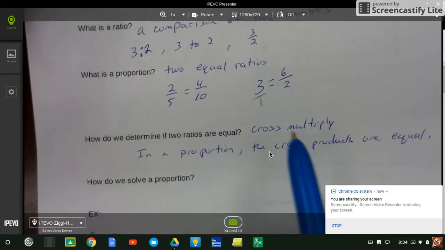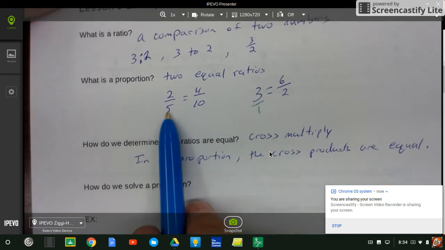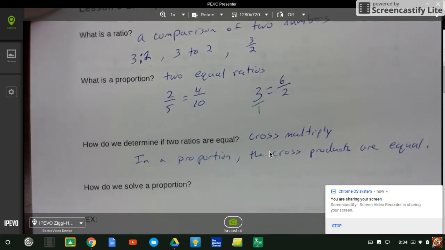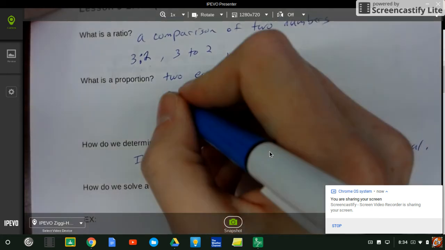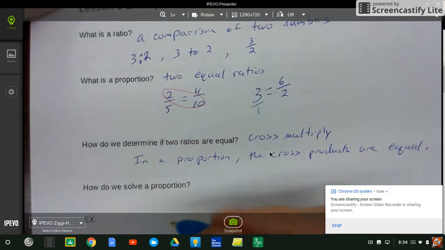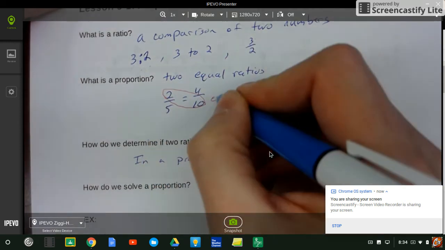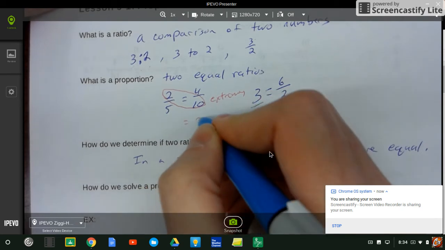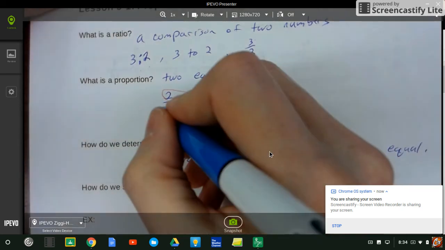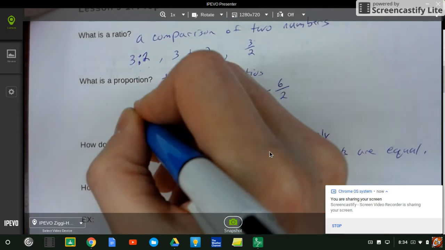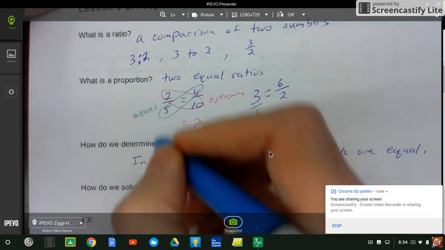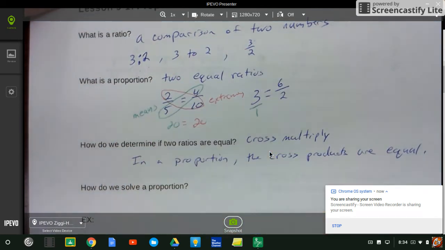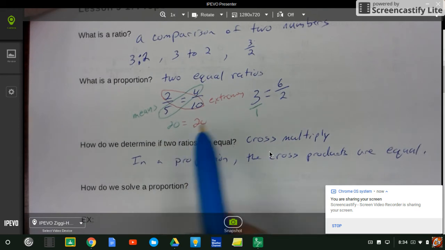When I take a look at something like 2/5 over 4/10, if I do the cross product and I multiply the first and the last, those are called the extremes, then I get 20. And if I multiply the middle two, we call those the means, by the way, I get 4 times 5 is 20. So they're equal to each other, so that's a true proportion.